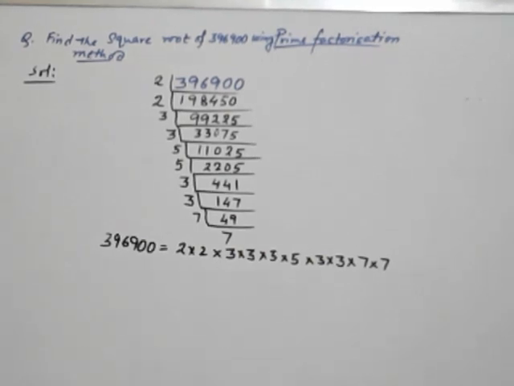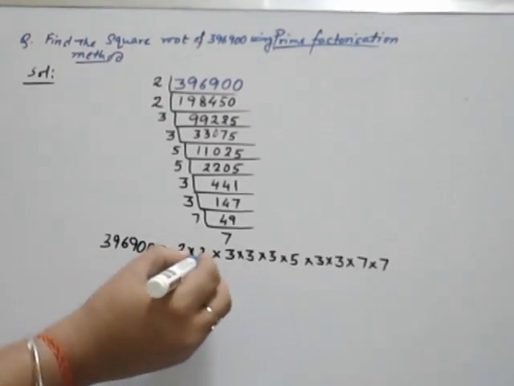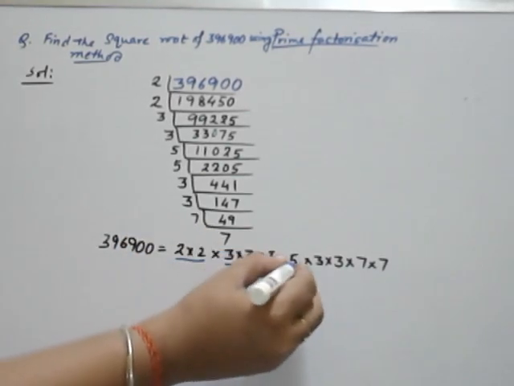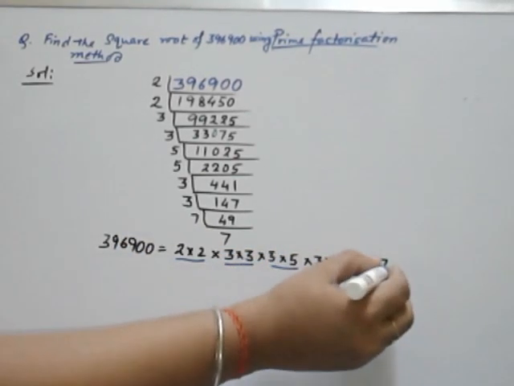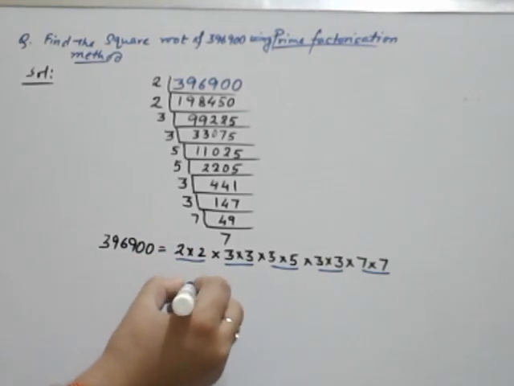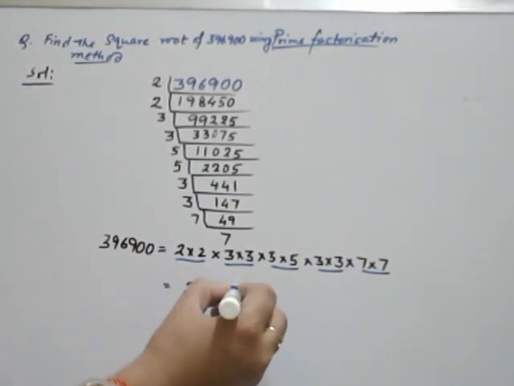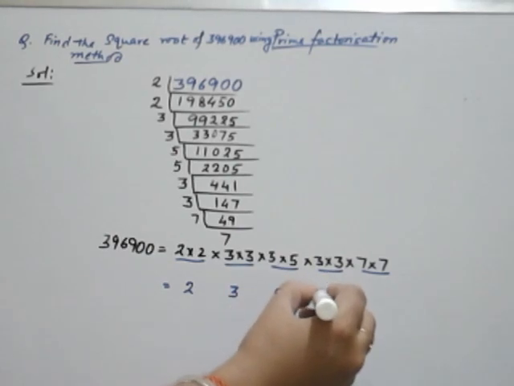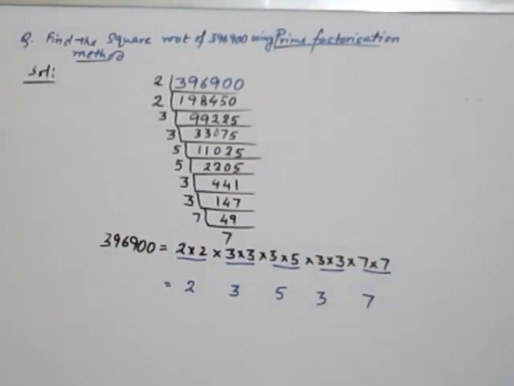Now next step, group in pairs the product of primes. So first pair, second pair, third, fourth and the fifth pair. So the second step is over. Now the third step is take one factor from each pair of primes. So one from each pair: 2, 3, 5, 3 and 7.